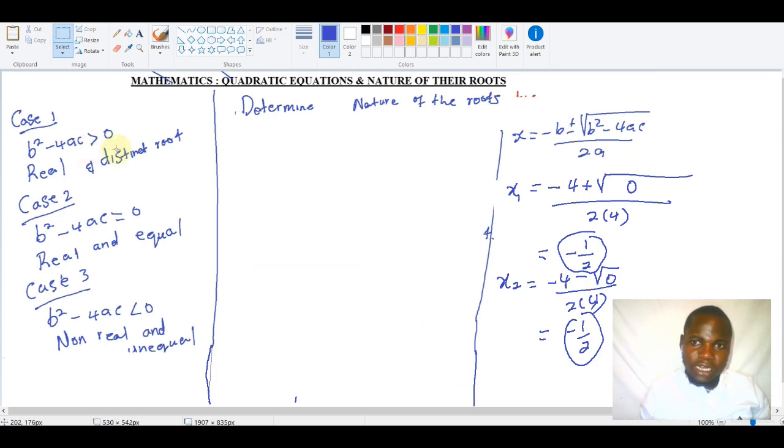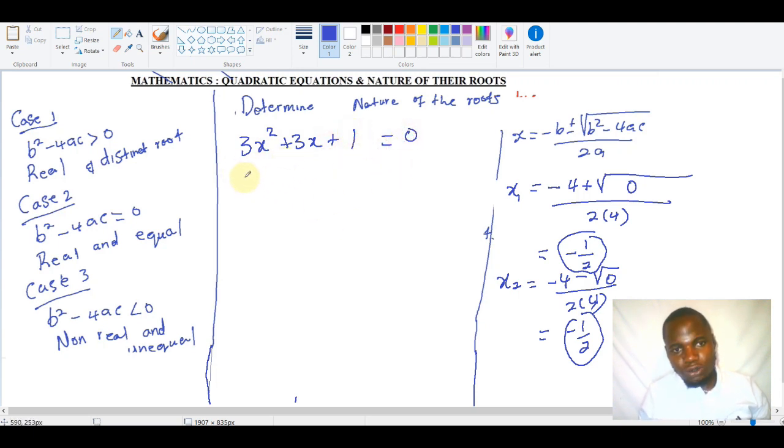Now the next case that I want us to look at is 3x squared plus 3x plus 1. We want to evaluate the nature of the roots. So what is our a? Our a is 3 because it's the number that comes before the x squared. What is our b? Our b is a 3, the number that has a single x, and c is the number that does not have any x. So it's a constant, so it's 1.